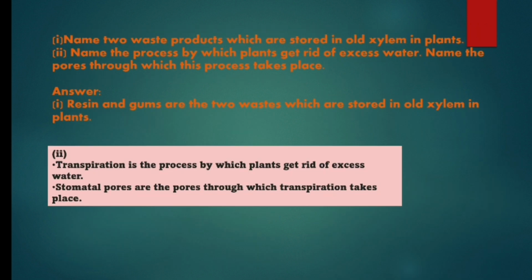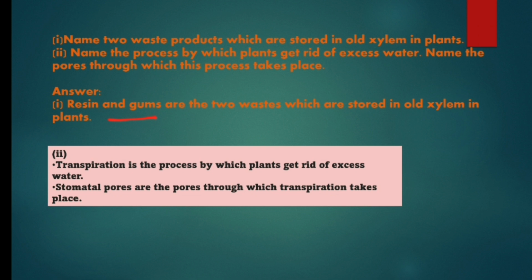Okay, next question. Name two waste products which are stored in old xylem in plants, and name the process by which plants get rid of excess water. Name the pores through which the process takes place. The two waste products are resins and gums.